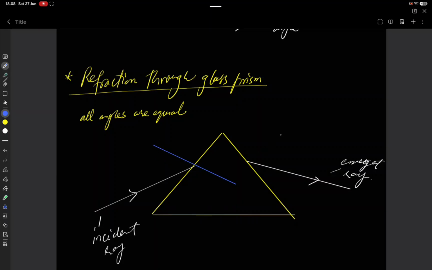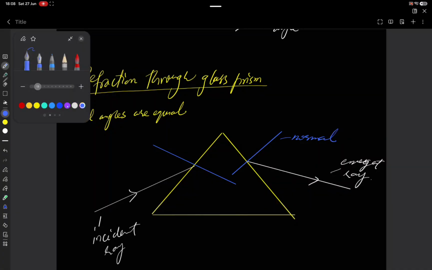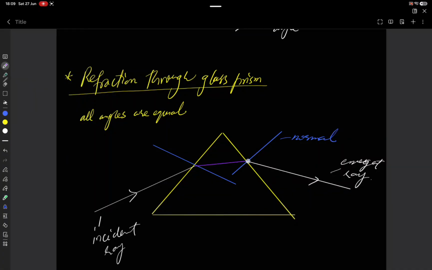This is the normal. And this is my refracted ray, inside the glass box. This is the angle i, angle r, and this is the angle e.